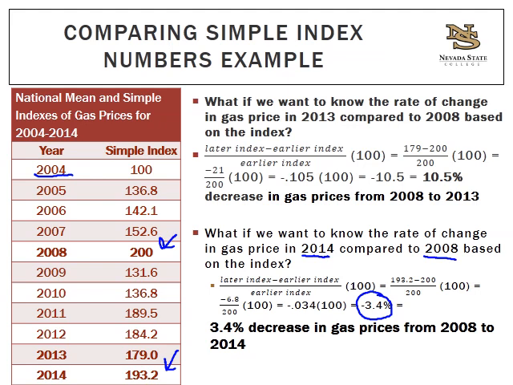And you know it's a decrease because you see a negative number here. This is also a decrease because you see a negative here. And it makes sense that prices are decreasing over time because if you look at this table, in 2008, we have the highest index number. So across 2004 to 2014, gas was most expensive in 2008. So if you compare 2008 to any other time period here, you're going to see a decrease in that price.